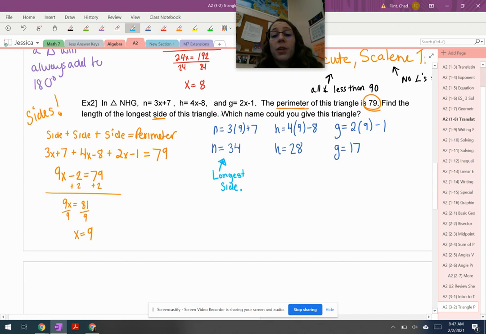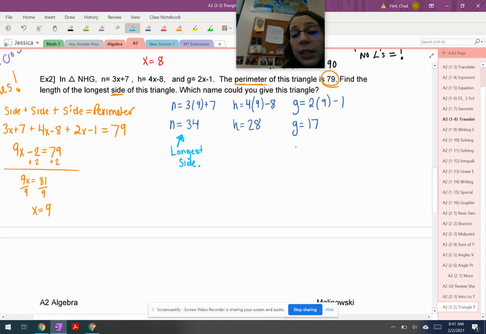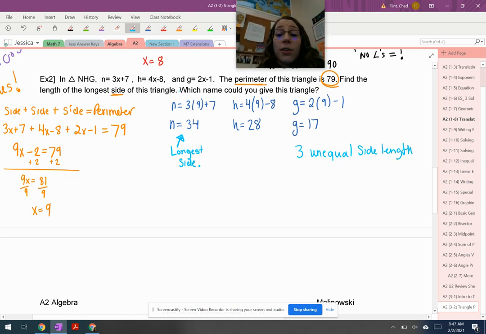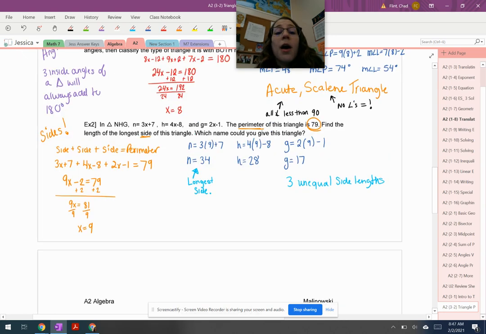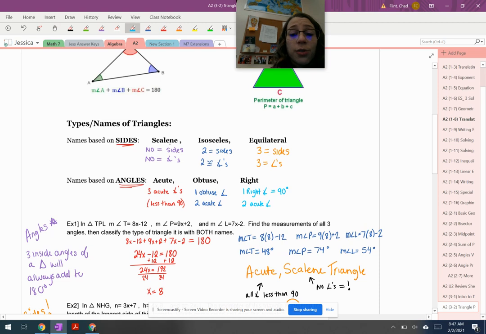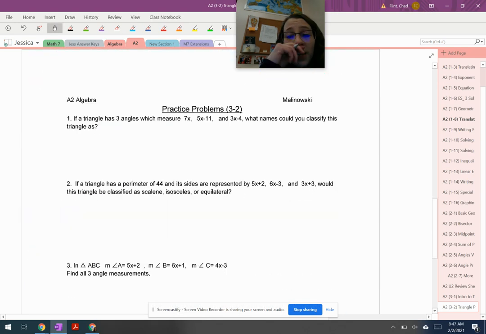Okay, so then, last but not least for this problem here, I found the length of the longest side. Now I need to figure out what name I could give this triangle. So I'm noticing that I have 3 unequal side lengths. That's what I know right now. I don't know anything about the angles, so I can't make any decisions about that. But I do know that I have 3 unequal side lengths, which means 3 unequal sides or no equal sides is a scalene triangle.